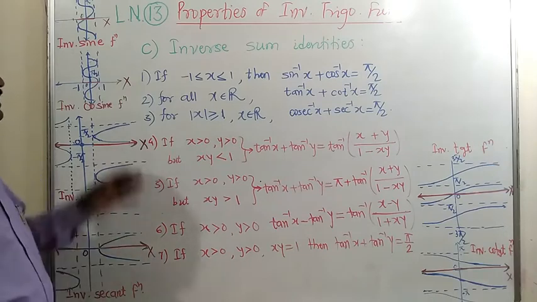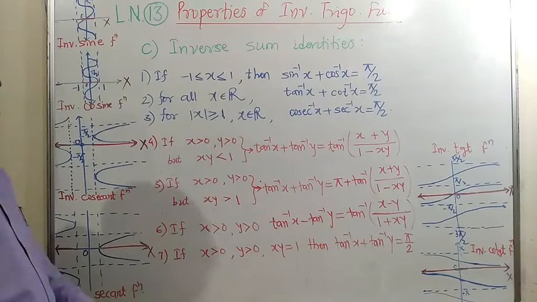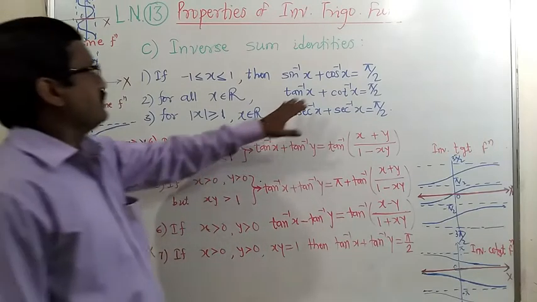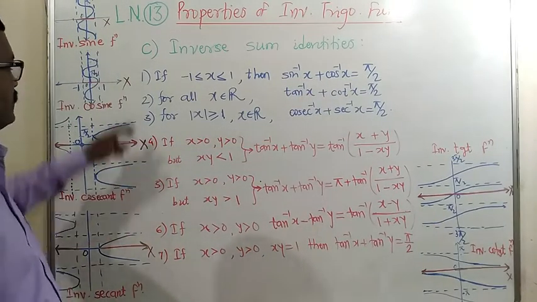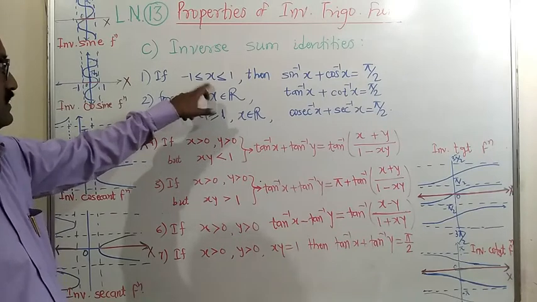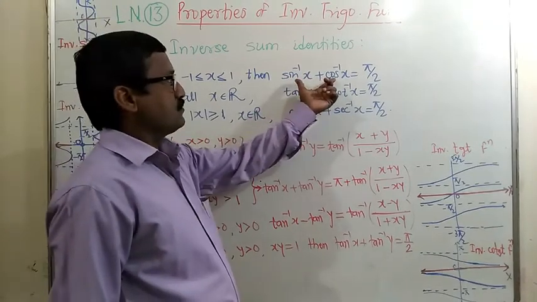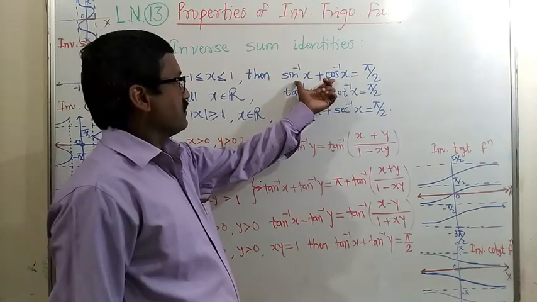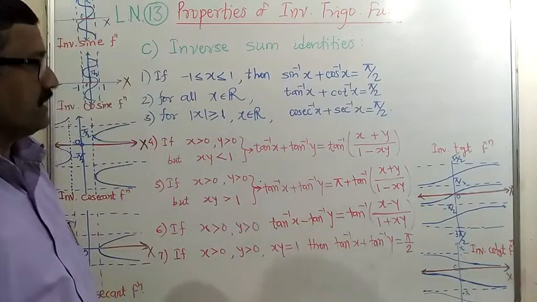Now see the third type of properties, inverse sum identities. In this group, we will take the sum of inverse trigonometric functions. In the first property, as the domain for sine inverse and cos inverse is the closed interval -1 to 1, if you take the sum of these two inverse trigonometric functions, then that will be constant. This is a very easy property.